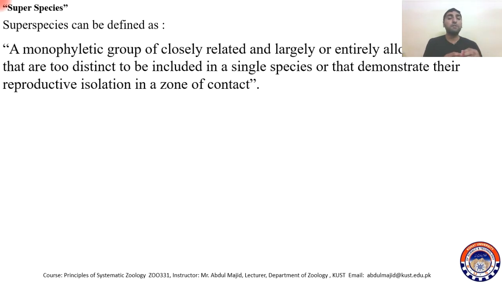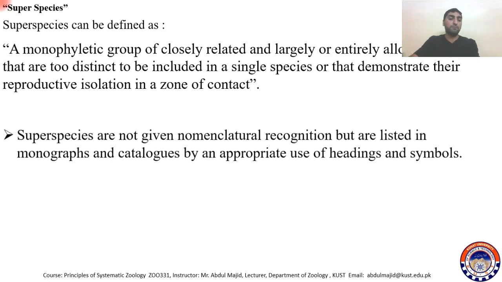We recognize the species by its reproduction. They reproduce with each other, but these do not reproduce with each other. So the first thing is they are monophyletic, closely related. Second, they are entirely allopatric. Third, they are totally distinct and totally different. You cannot include them in a single species. And the fourth thing is that they will show reproductive isolation if you bring them into close contact.